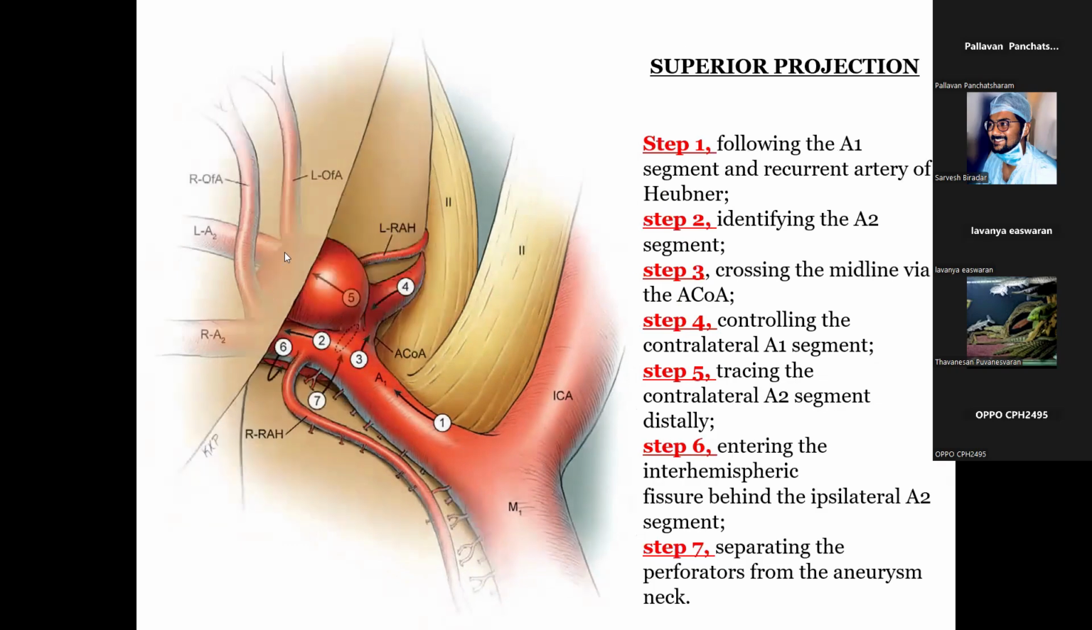And for the superiorly projecting aneurysm, again dissect along the ipsilateral A1, along the ipsilateral A2, cross the midline along the Acomm, define the contralateral A1 and then trace the contralateral A2 and along the interhemispheric fissure define the ipsilateral A2 segment and then separate the perforators and then the neck is now ready. So here remember that dissection along the ipsilateral A2 comes at the last in a superiorly projecting aneurysm.